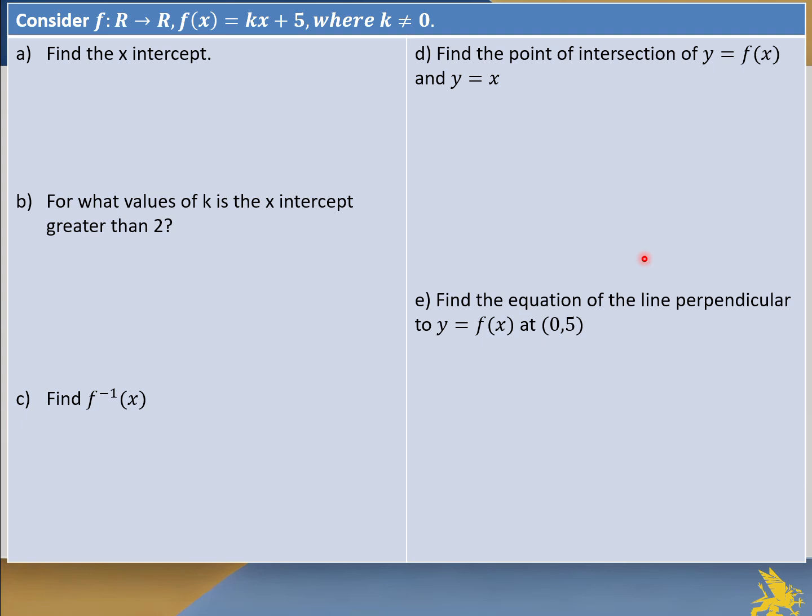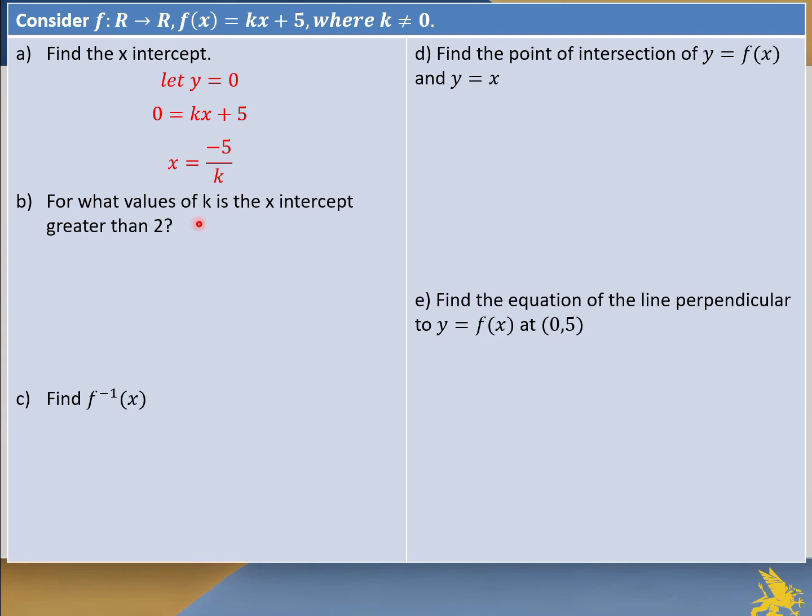When we're saying find the x-intercept, the first thing I'm going to do for any x-intercept is we always need to make y equals 0. So I plug that into my equation. We are solving for x in relation to k. So I need to take away 5 and then I divide by k. So I've got -5 over k.